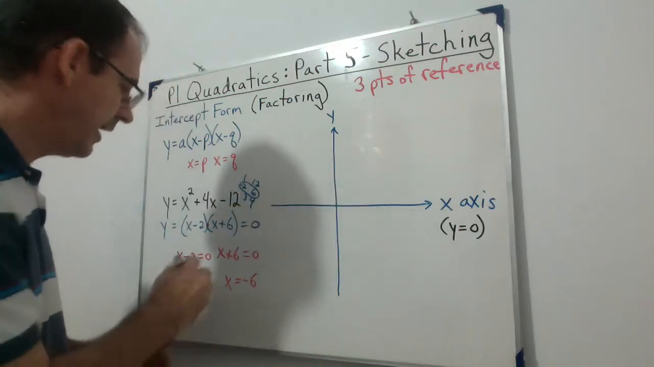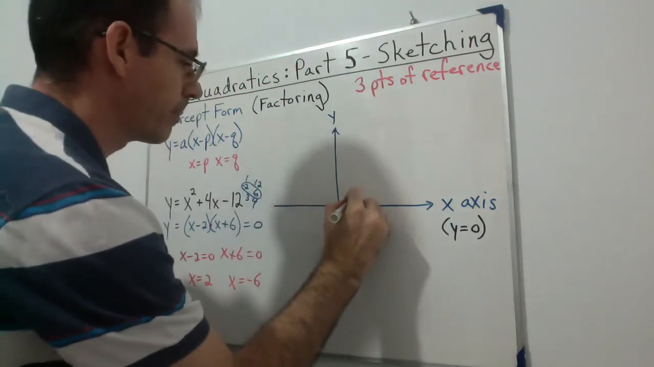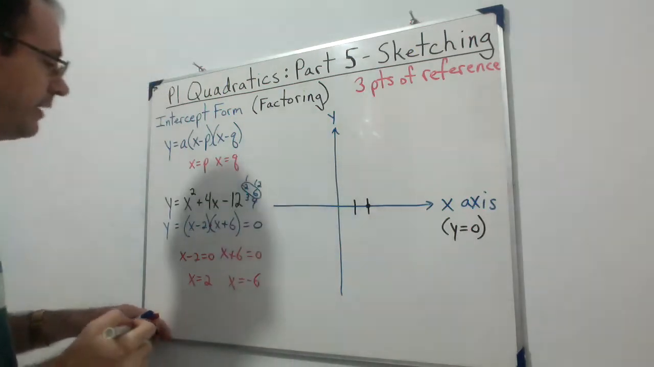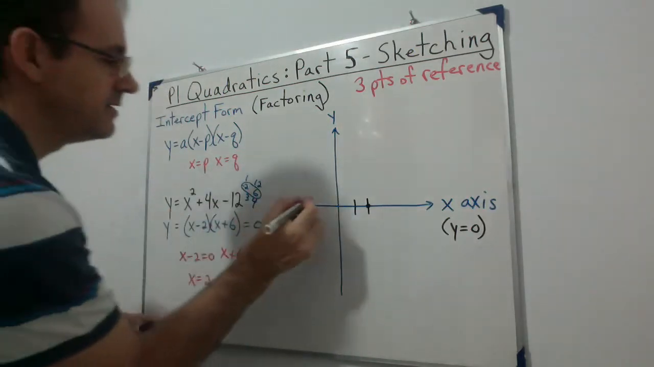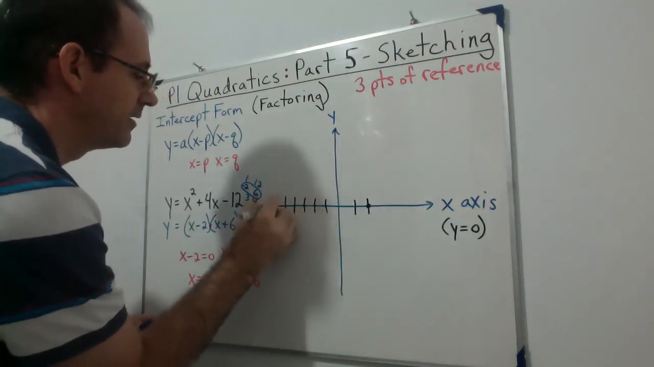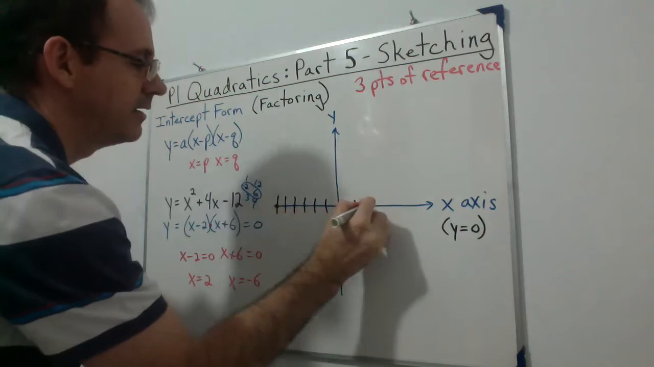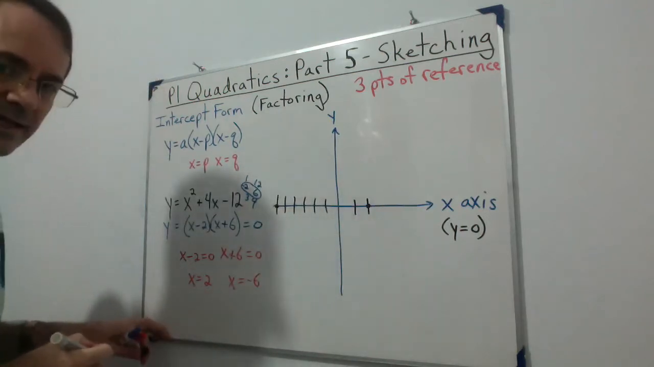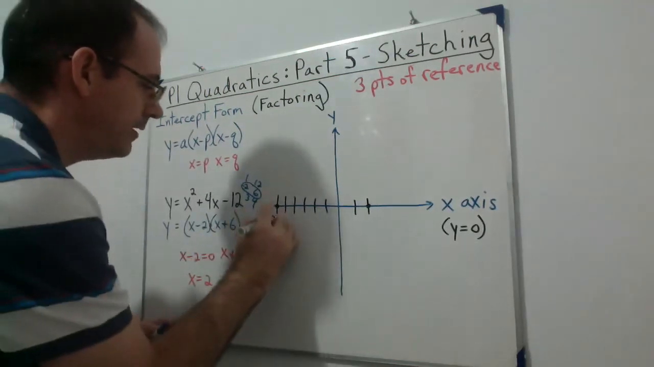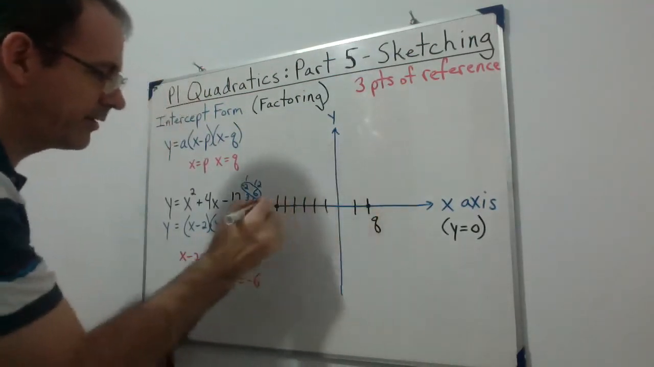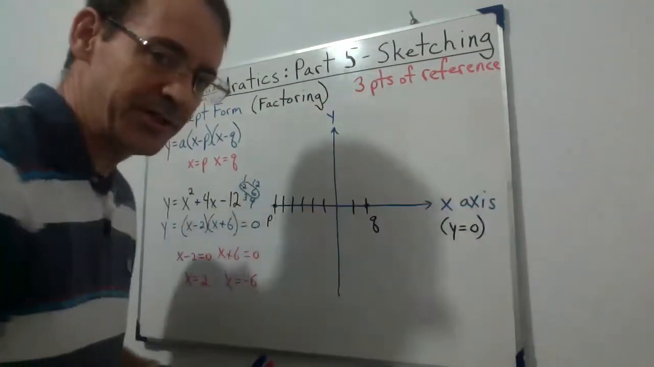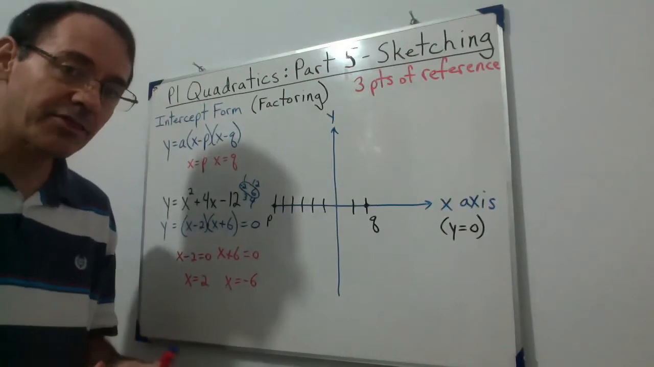So here we have at 2, 1, 2, and here we have at negative 6, 1, 2, 3, 4, 5, 6. Okay, so 2 and negative 6. Now that's already, here's our P, here's our Q, doesn't really matter which one you call what. 2 of our 3 points of reference. Now we only need the third point.